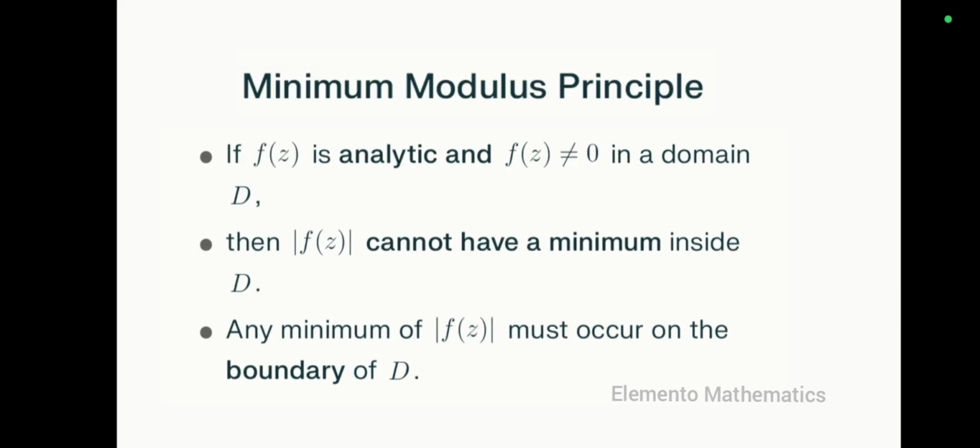Similarly, here is the minimum modulus principle. If the function is analytic and never zero in a domain D, then the modulus of the function cannot have a minimum inside the domain D. So the smallest value of the modulus of the function must also occur on the boundary, not inside the domain D. Let's consider some easy examples in the following.